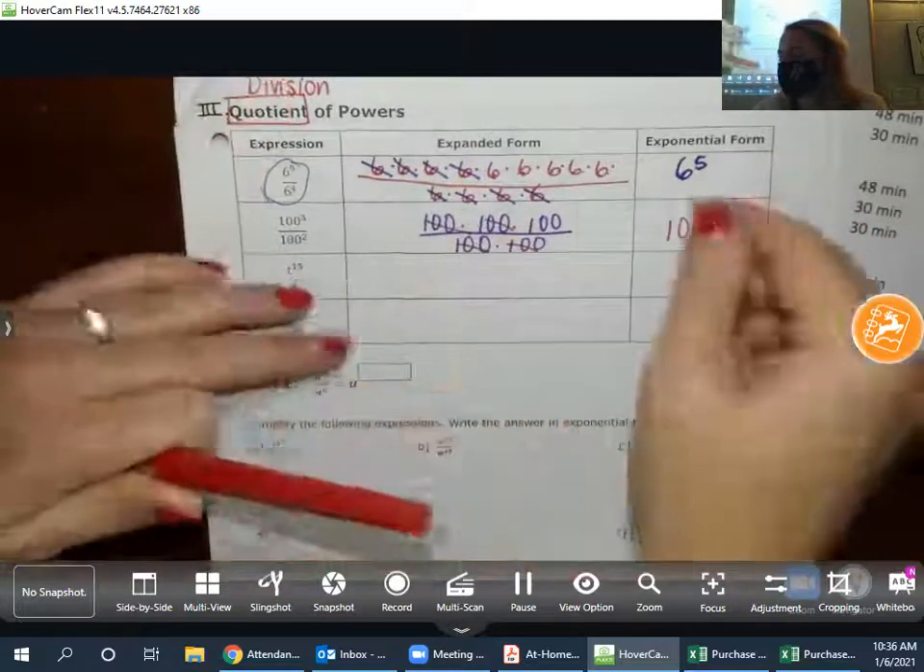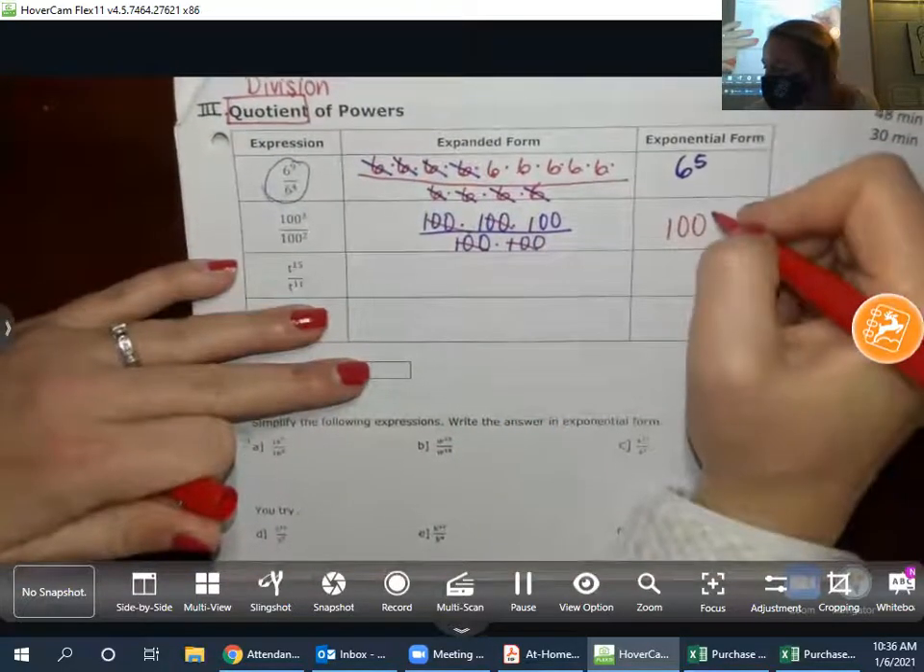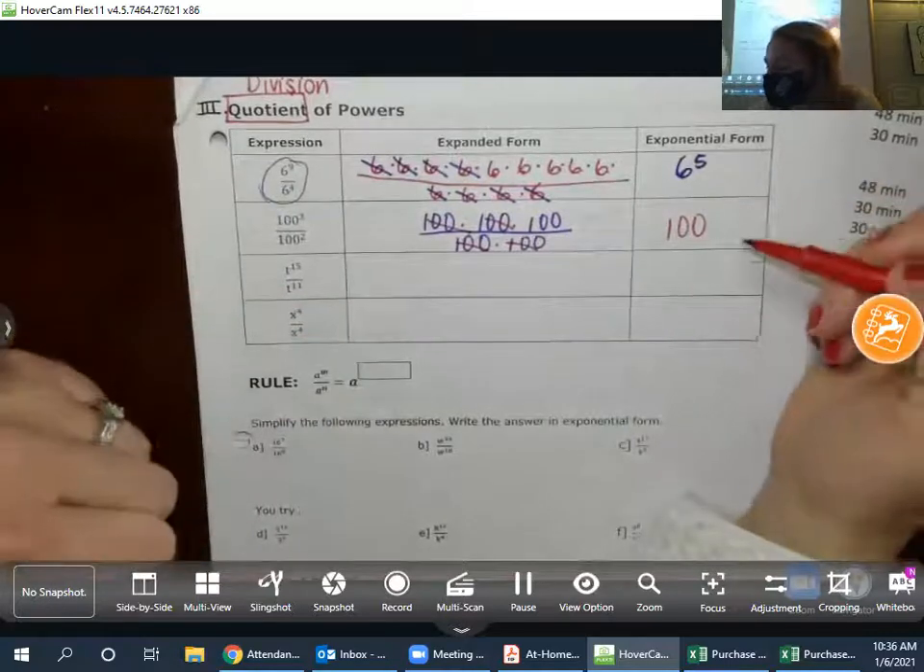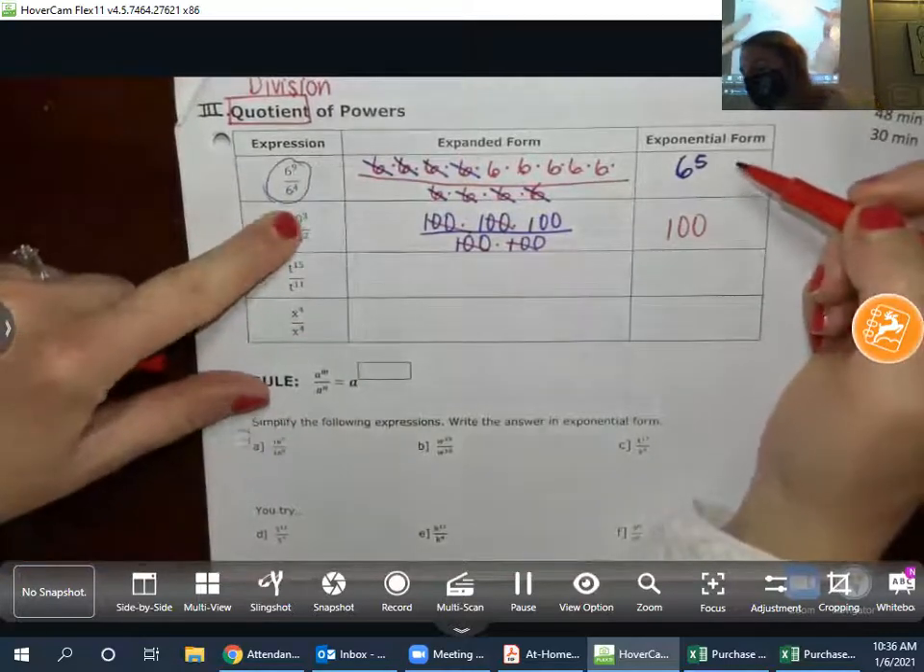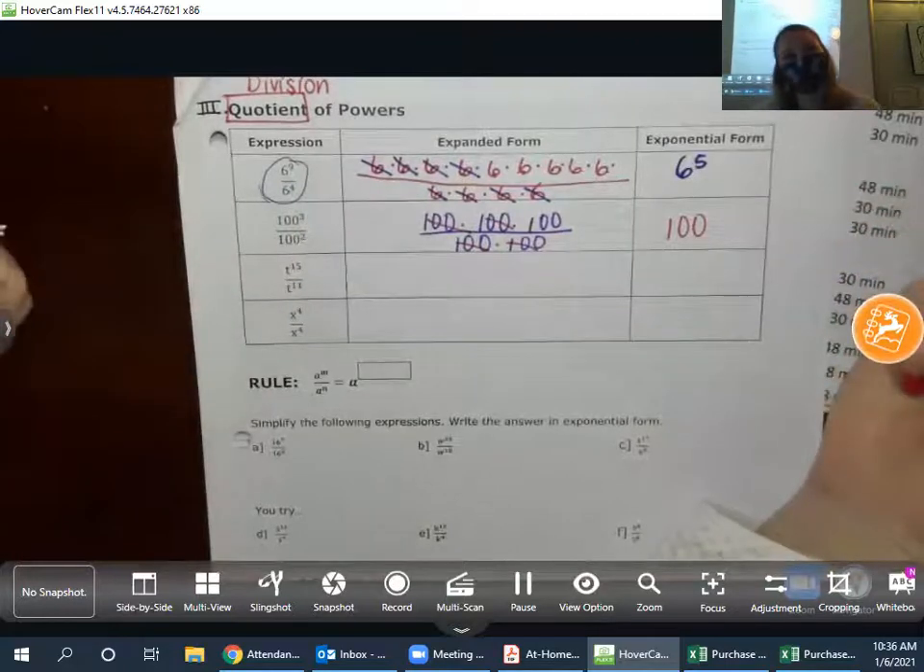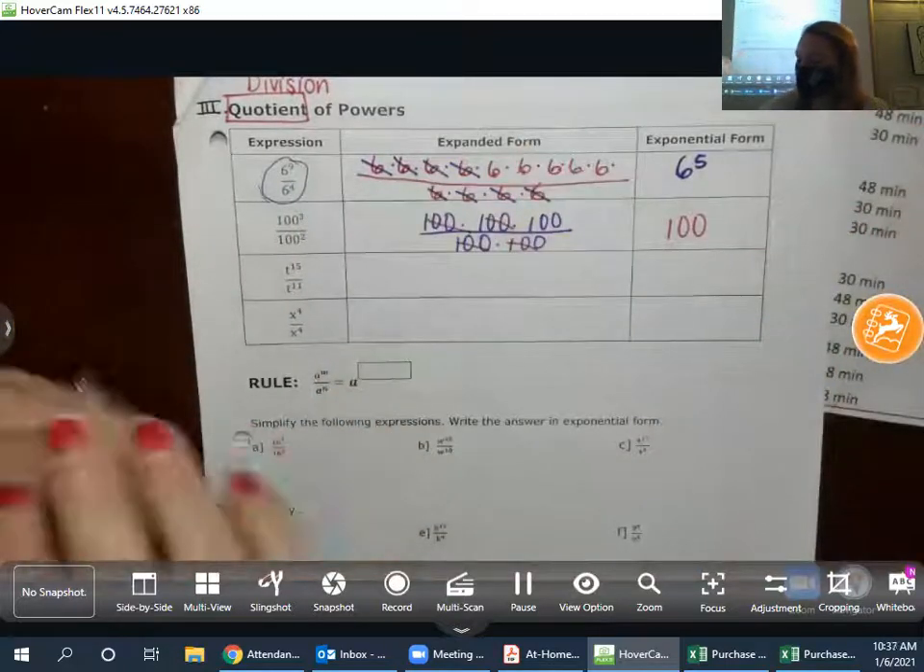So 100 to the 1st power, but we don't put that little 1 there, though you could, is our answer. And that would make sense because 3 minus 2 is 1. Look at your next one.